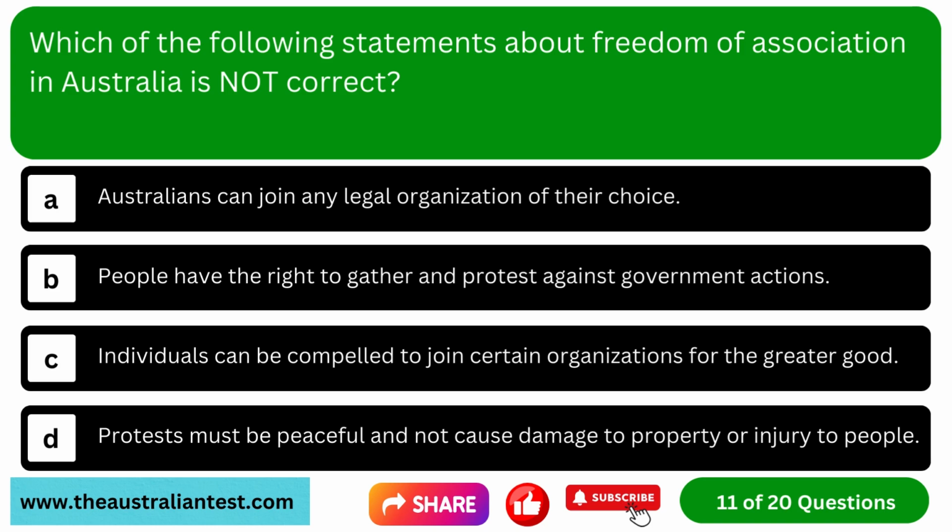Question 11. Which of the following statements about freedom of association in Australia is not correct? Option A. Australians can join any legal organization of their choice. Option B. People have the right to gather and protest against government actions. Option C. Individuals can be compelled to join certain organizations for the greater good. Option D. Protests must be peaceful and not cause damage to property or injury to people.